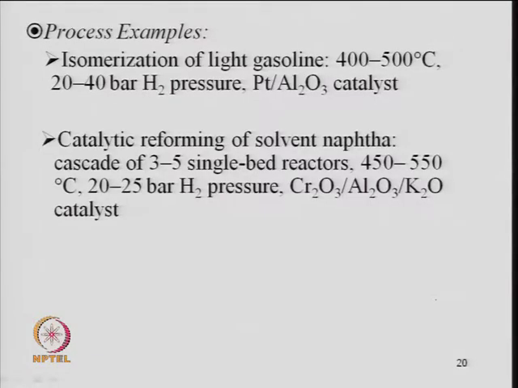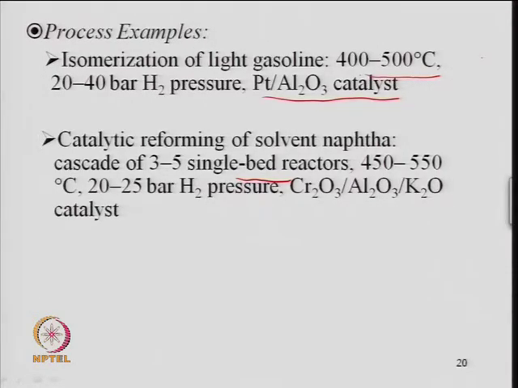Some of the simple reactions, like isomerization of light gasoline, are generally done at 400 to 500 degrees centigrade, at a pressure around 20 to 40 atmospheres in terms of hydrogen pressure, with a platinum alumina catalyst. So, that is done in this single tube reactor. Catalytic reforming of solvent naphtha is again a cascade of 3 to 5 single bed reactors. The temperature is 450 to 550 degrees centigrade, the pressure is 20 to 25 atmospheres in terms of hydrogen pressure, and chromia, alumina, potassium oxide catalysts are used.